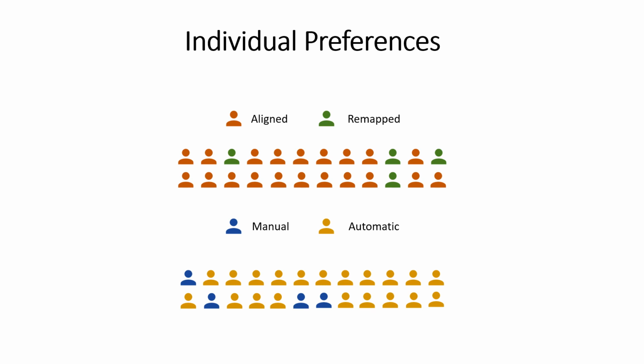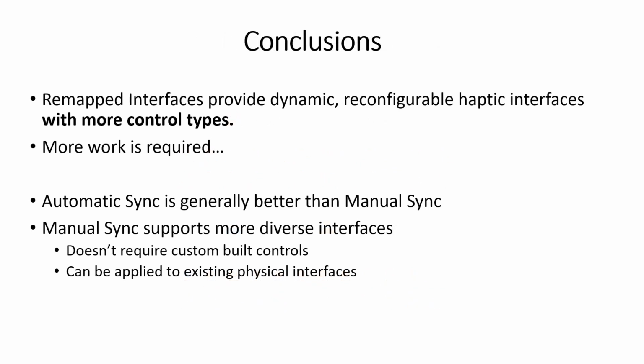4 participants preferred the manual method over the automatic method. One commented that the sound of the automatic corrections affected their immersion. Participants that preferred the automatic synchronization mentioned that the manual method was more confusing or cumbersome, while the automatic required less effort. The techniques presented in this paper enable the creation of remapped interfaces with more control types.